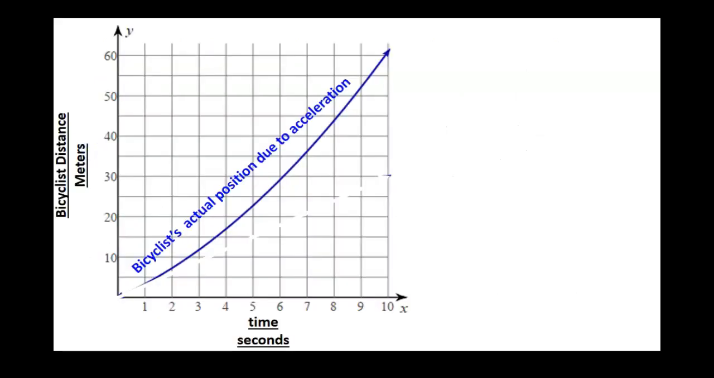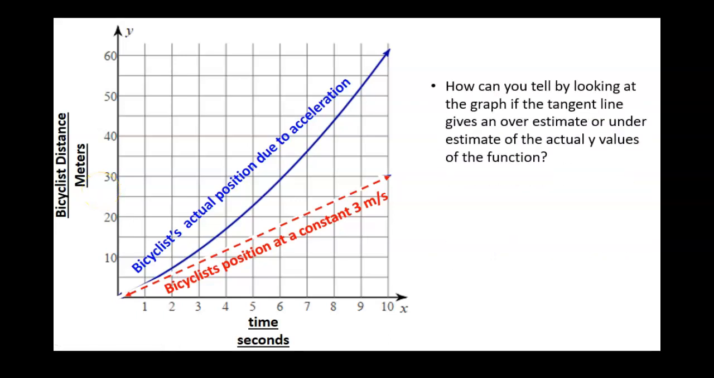Okay, so here's a graph of the actual position of the bicyclist, meaning this takes into account her acceleration. You can see it's curved a little bit, right? That's what happens whenever speed is changing: you get a curve. But here's what we were thinking. We were thinking linearly. We were thinking every second, 3 meters. Every second, 3 meters.